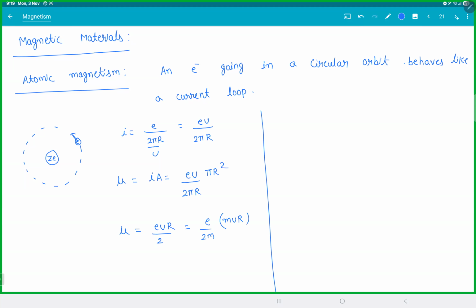So we get a very important relation between them. Mu bar is equal to minus e by 2m into L bar. Mu bar is your magnetic moment. Minus e is the electron's charge. If you remember the formula, it was q by 2m. L was angular momentum. This is the relation between angular momentum and magnetic moment.